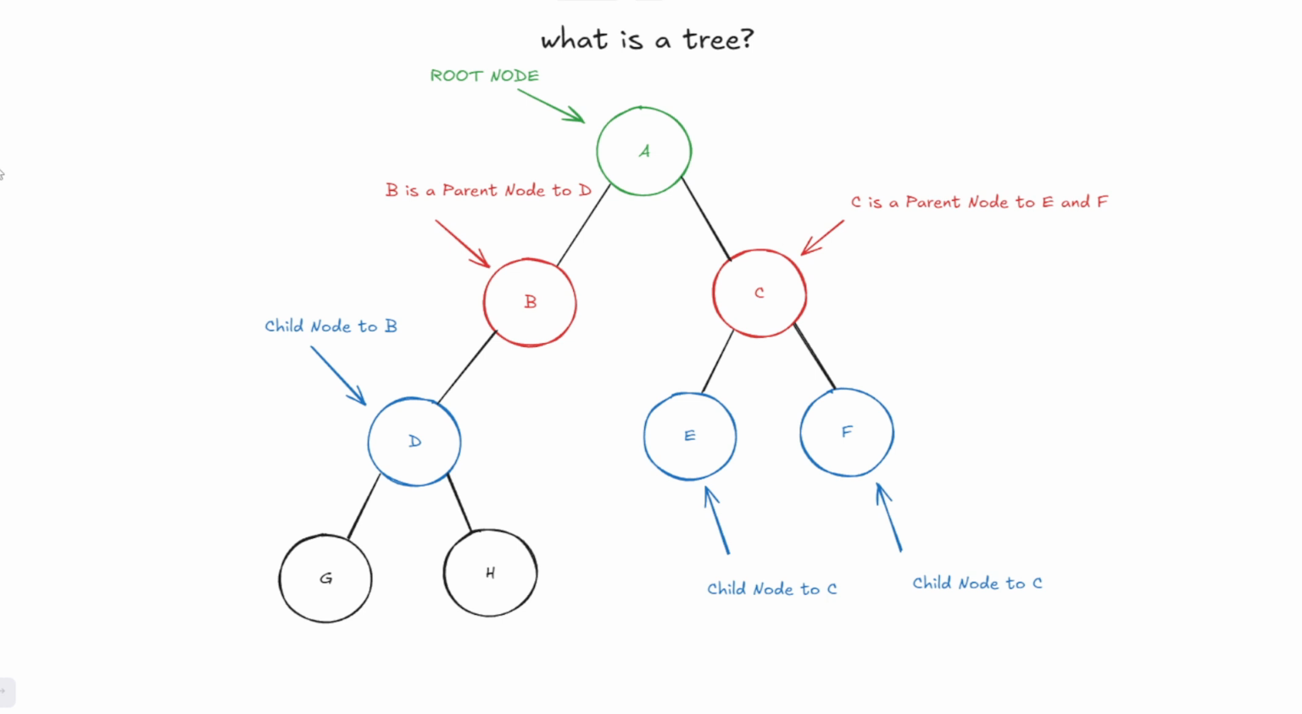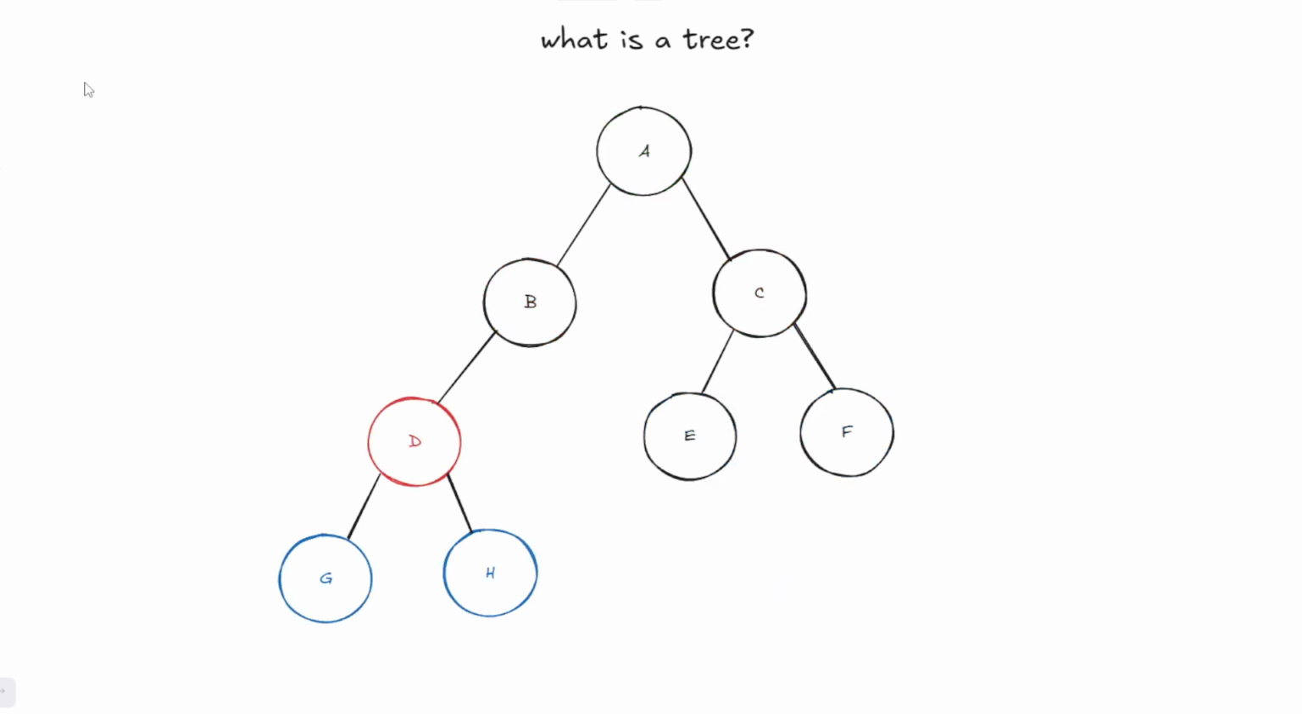As we can see, B is the parent node of D, and the child node of B is D. In the same way, the parent node of D is B, and the parent node of E and F is C. So what is the parent node of B and C? It's A. Now I want you to pause this video and answer this question: what are the children of D? The children of D are G and H.